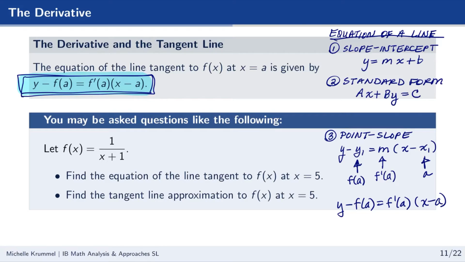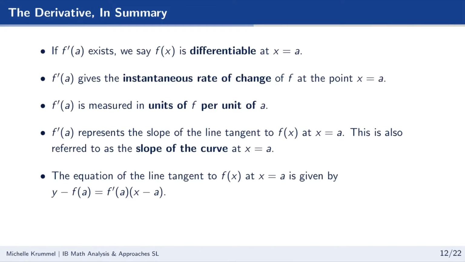So questions we might be asked: find the equation of the line tangent to f of x at x equals 5. Find the tangent line approximation to f of 5 at x equals 5. So we can use tangent lines to approximate the value of a function. And here's just a summary of what we just talked about.